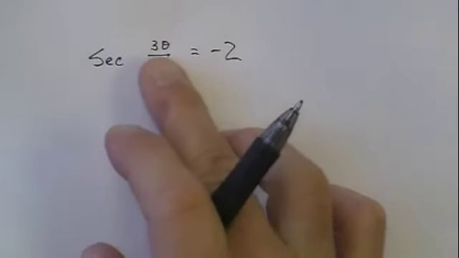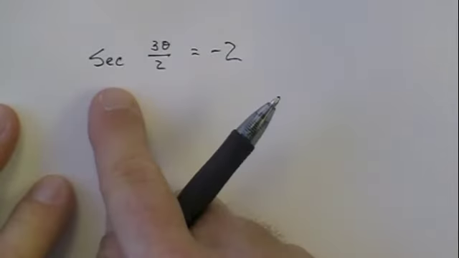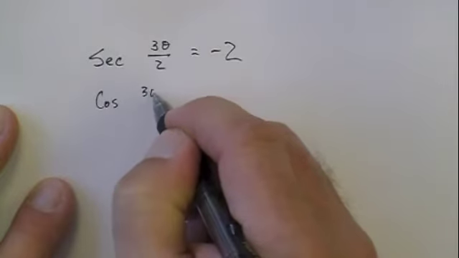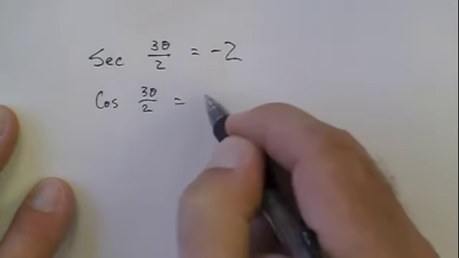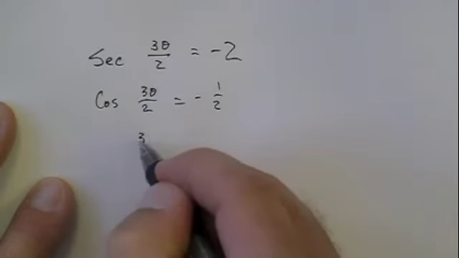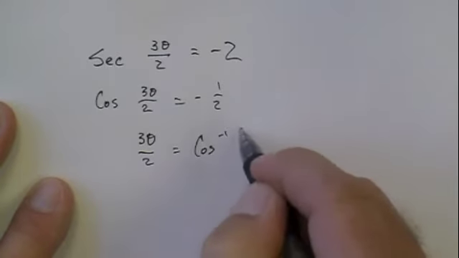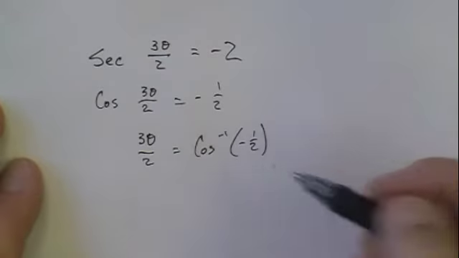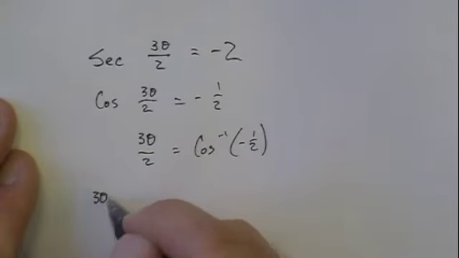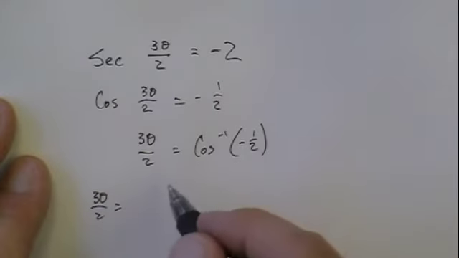Here we have the secant of 3 theta over 2 is equal to -2. Again, secant we could think of in terms of cosine. So cosine of the same angle is going to give us the reciprocal, so that would be -1/2. And now we can solve for theta from here. We'll take the inverse cosine of both sides. And we know that the inverse cosine of -1/2, we have 2 places on the unit circle where that would be true. So we have 3 theta over 2 is equal to, we know that the inverse cosine of 1/2 is equal to 2 pi over 3.